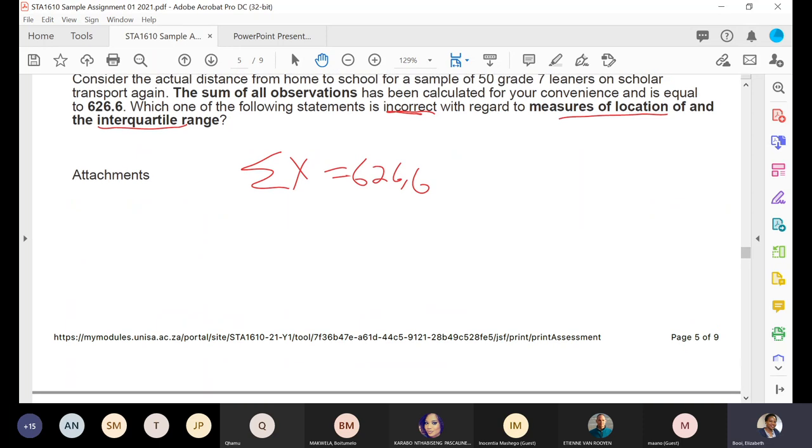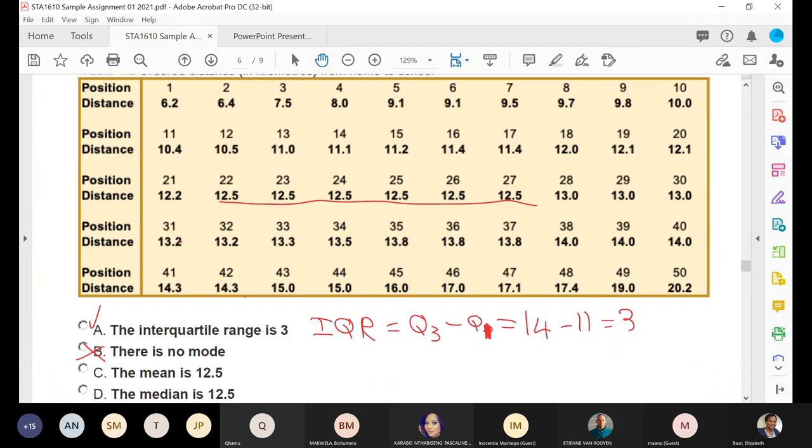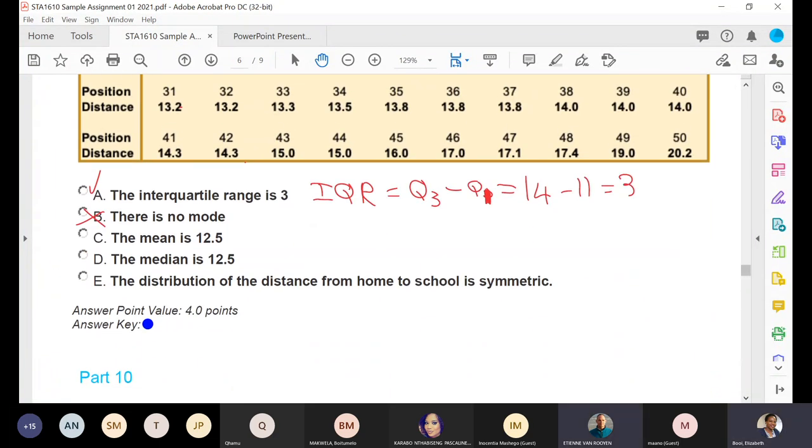The question asks you to calculate the mean. We can calculate the mean because they gave us the sum of X. So we can just divide by 50. And if you calculate that, 626.6 divided by 50, that's 12.5.